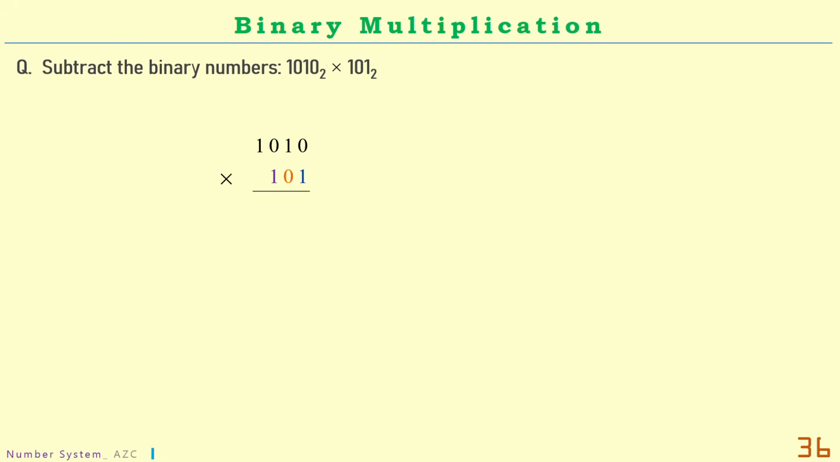Multiply the binary numbers 1010 into 101. Answer obtained is 110010.